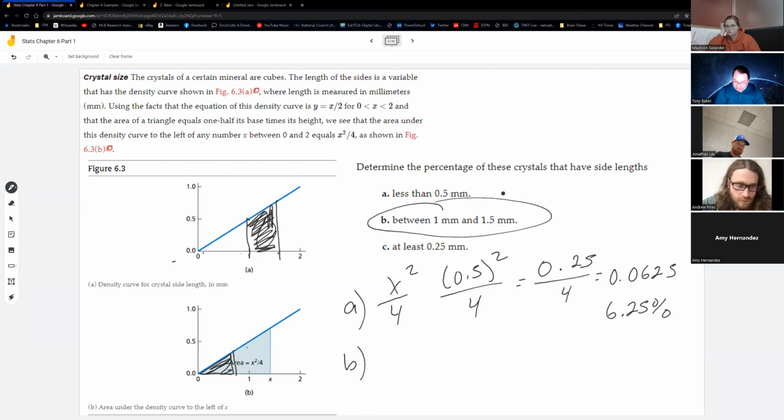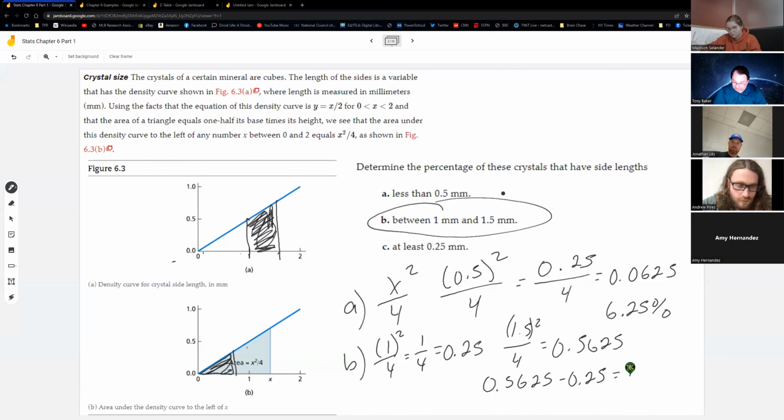So let's do the 1 first. I have 1 squared over 4, which is 1 over 4, which is 0.25. And then for 1.5 squared over 4, I'm going to use a calculator, which comes out to be 0.5625. Now we subtract those two. So when I get that as my probability or my percent, 0.3125 or 31.25%, it's going to be between 1 and 1.5.